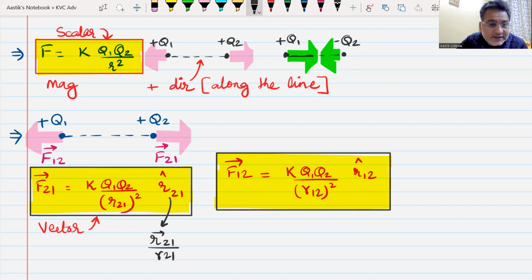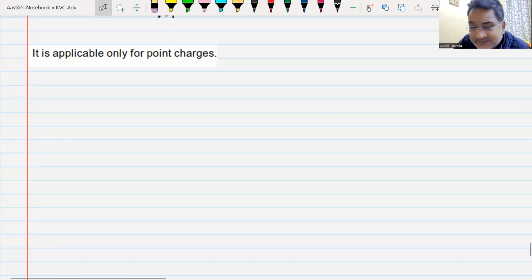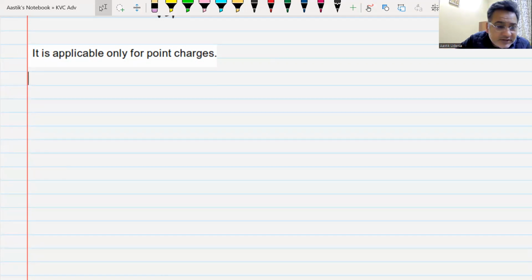Now, there are some important points that you must remember about these formulae that I have written, whether it is the scalar form or the vector form. Remember, this formula is only applicable for point charges, or if they are bigger bodies, the size of the bodies should be very small compared to the distance between them, so that they can be taken as point charges. If it is a rod or another shaped body, the force cannot be calculated by this formula. Do we understand this? Yes, sir.